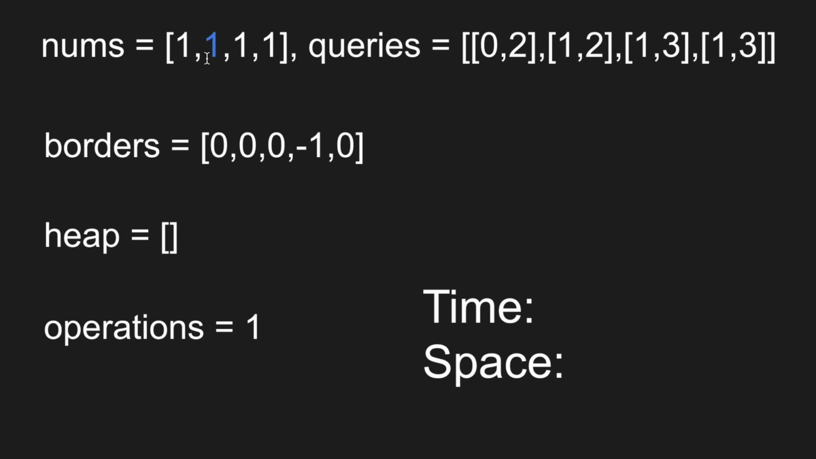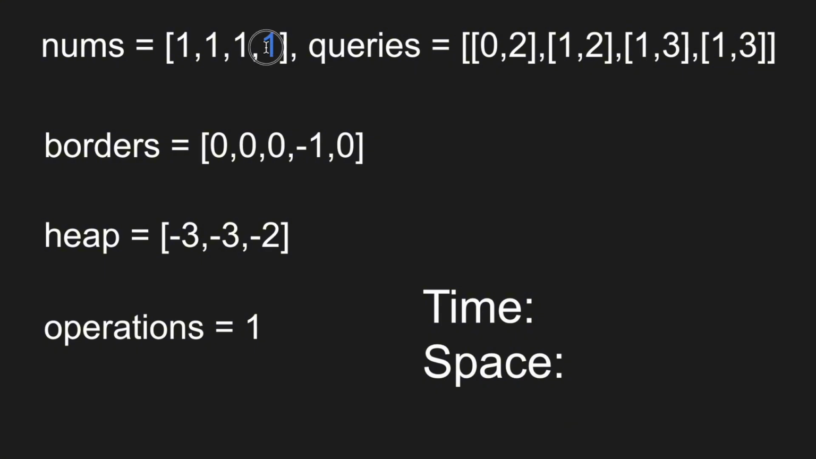Now we come to nums of 1. We see that all these 3s are at index 1, so we will add them all. And by the way, we use the negative number because it's a min heap. So we add 3, 3, and 2. The operations of 1 matches, so we can just move on. And 1 operation is still equal to 1, so we can move on.